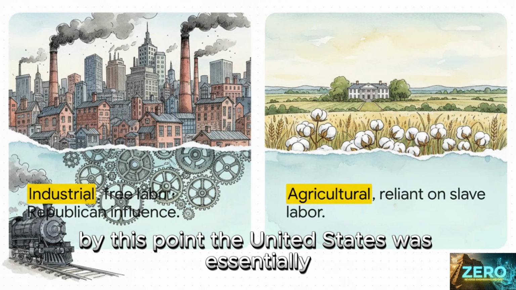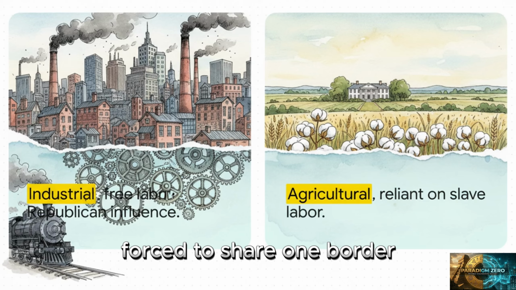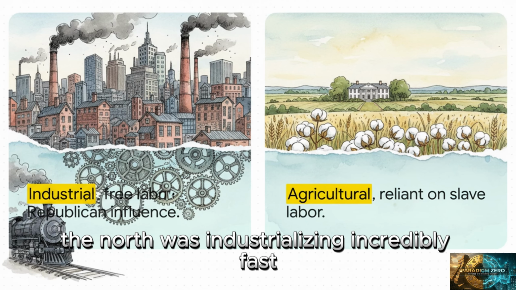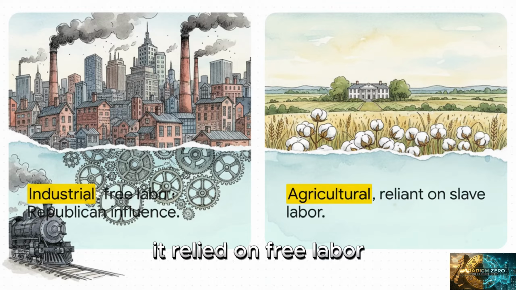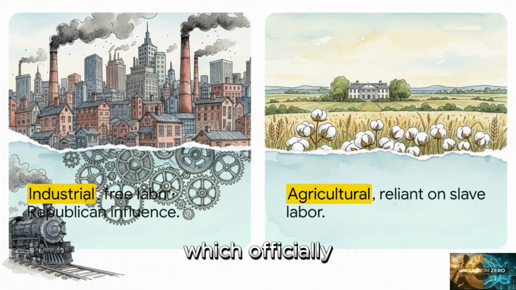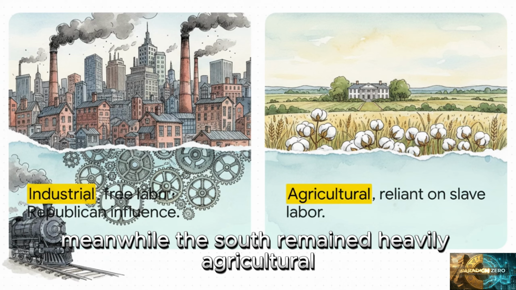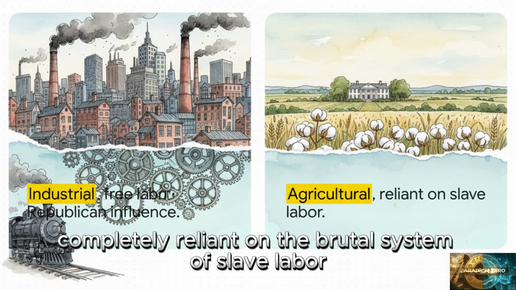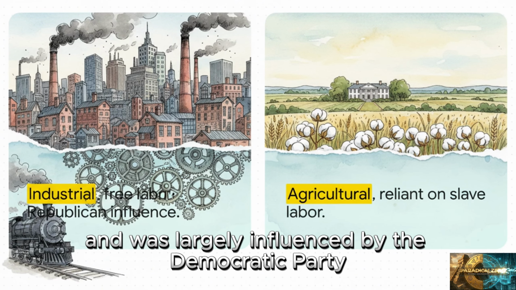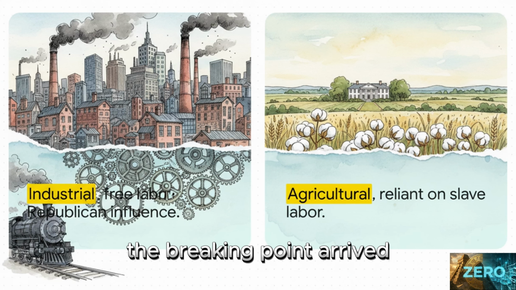By this point, the United States was essentially 2 completely different nations forced to share one border. The North was industrializing incredibly fast, it relied on free labor, and it leaned toward the new Republican Party, which officially pledged to keep slavery out of the Western territories. Meanwhile, the South remained heavily agricultural, completely reliant on the brutal system of slave labor, and was largely influenced by the Democratic Party. So, when Abraham Lincoln won the presidency in 1860, the breaking point arrived.